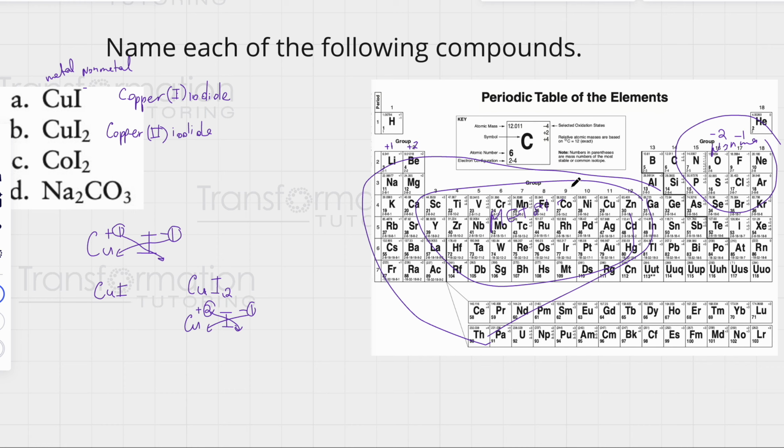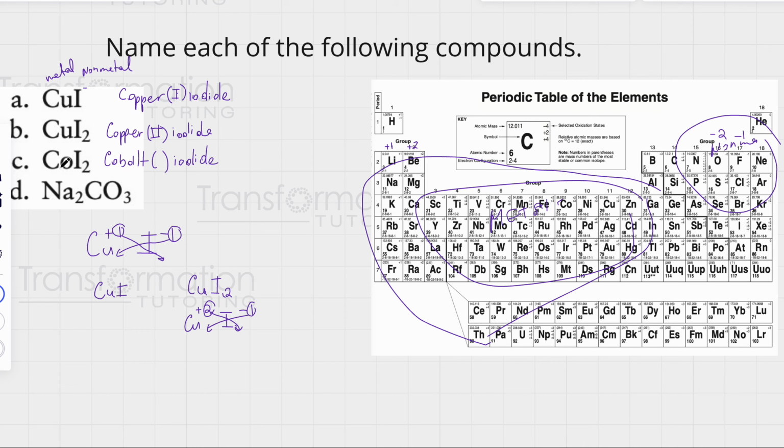Where is Co? We can look for it. It's a metal, and it's a transition metal again, which means we will need to use the Roman numeral. I, again, we said is a non-metal. Again, metal plus non-metal is an ionic compound. How do we name it? The name of the metal, which in this case is cobalt, and the name of the non-metal ending in "ide," iodide.